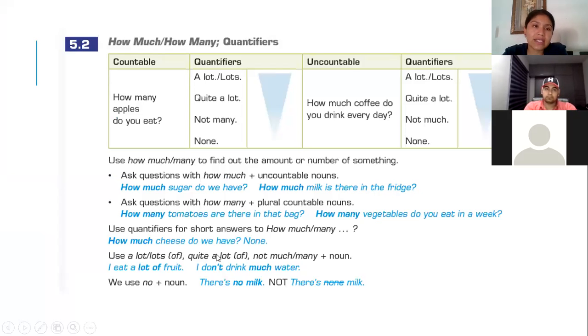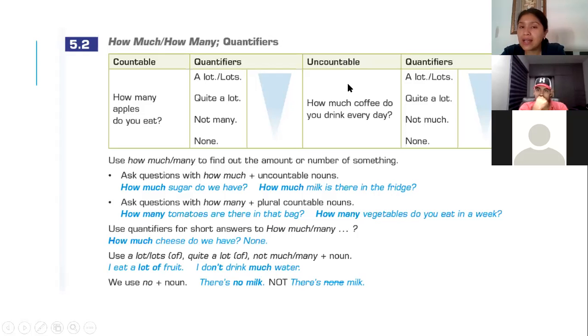Okay, so it says in here, countable, for example. How many apples do you eat? How many is for countable. Let's say that how many and how much is exactly the same question. The difference is that how many is for countable and how much is for uncountable.